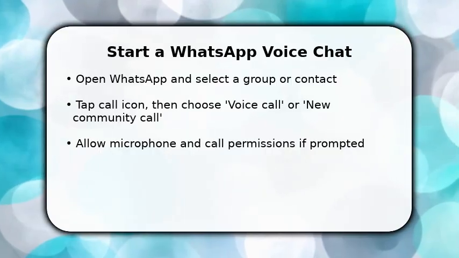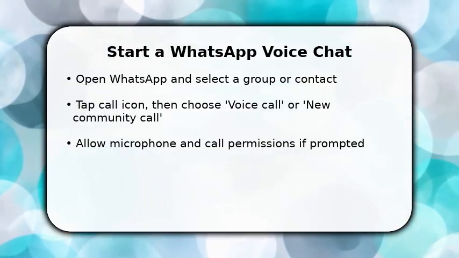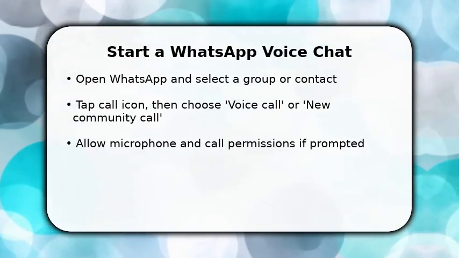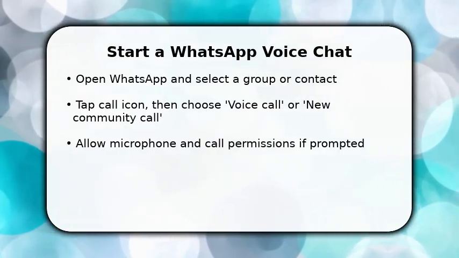You begin by opening WhatsApp and picking the contact or group you want to call. Tap the call icon and choose voice call. If you want multiple people, start a group call. Allow microphone and phone permissions so audio works. This avoids connection issues later.